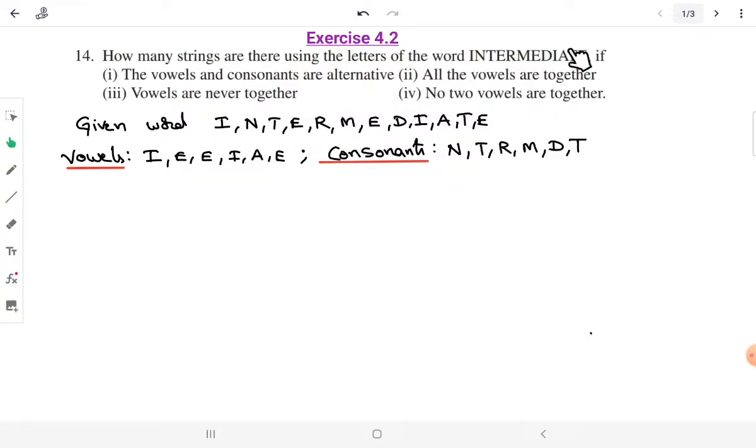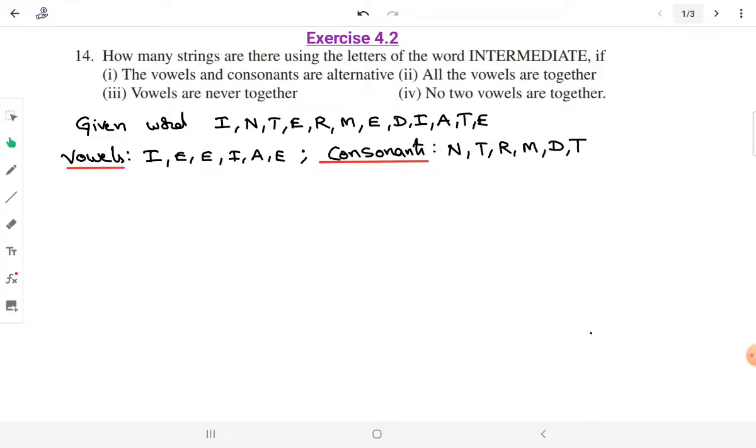So, now let us take this word INTERMEDIATE. I have separated the terms. Now, in this word, how many vowels do we have? We have I, E, I, A, E, total 6 vowels. And what are the consonants? The other 6 are consonants.